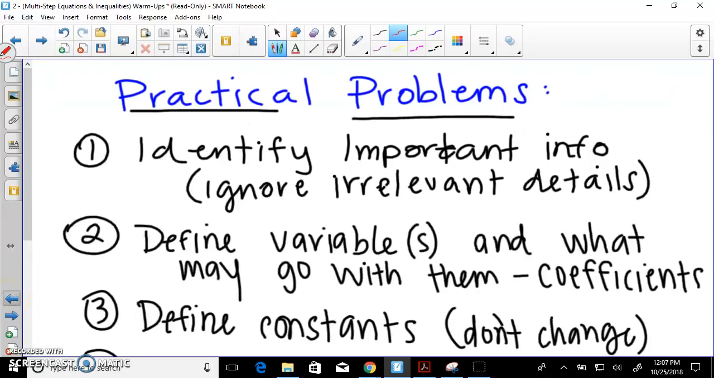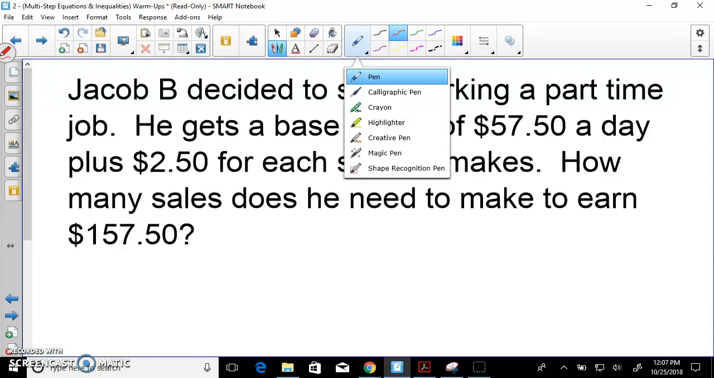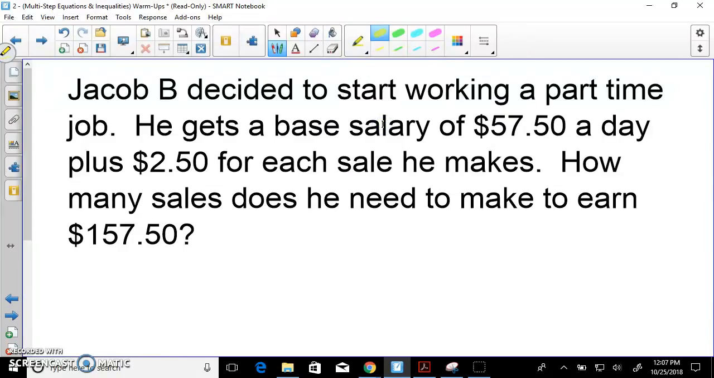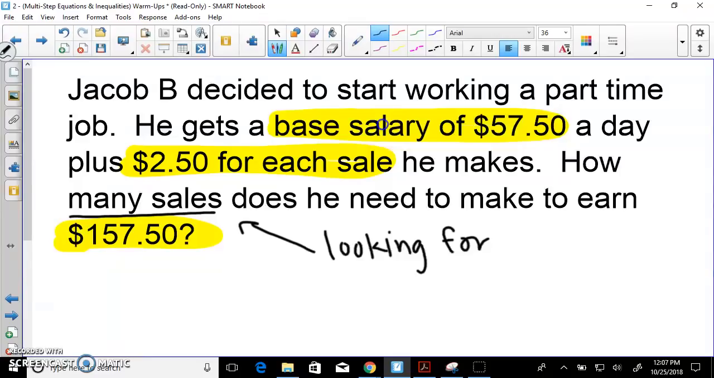Going through our steps, we need to identify important information and ignore irrelevant details. Let's just highlight important information. It seems important that he gets paid a base salary of that much a day, plus $2.50 for each sale he makes. They want to know how many sales he needs to make to earn this much money. So that's what we're looking for: how many sales he needs to make.